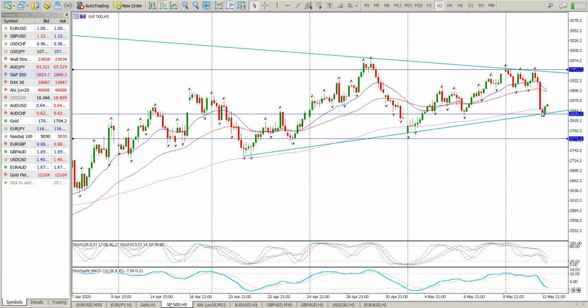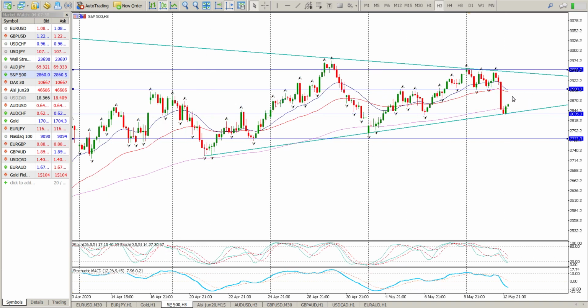We've got a bounce off it. We've got an engulfing, that's a bullish pattern off the trend line. So don't be too surprised to see this thing bounce at least up to this area and test 2900.